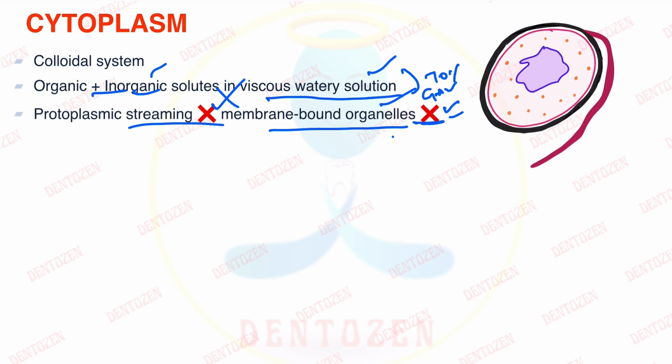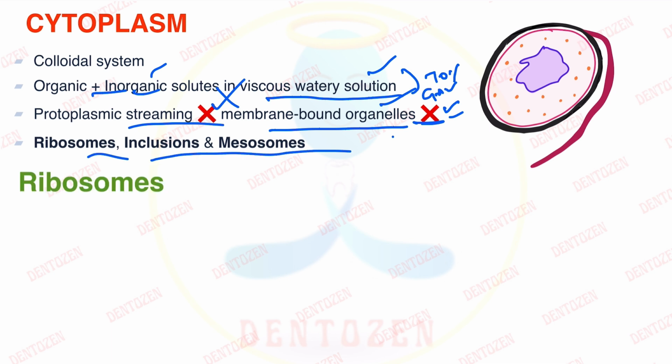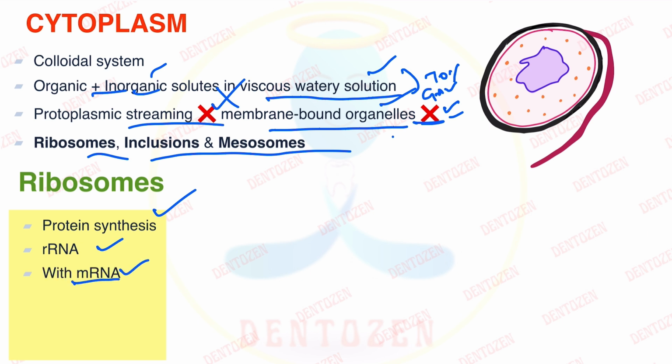So what is present in the cytoplasm of bacteria? Ribosomes, inclusions, and mesosomes. Let's see what ribosomes are. They are the sites of protein synthesis, and they are made of RNA. They also get integrated with mRNA. Their size is smaller than in eukaryotic cells. They are 70S in size.